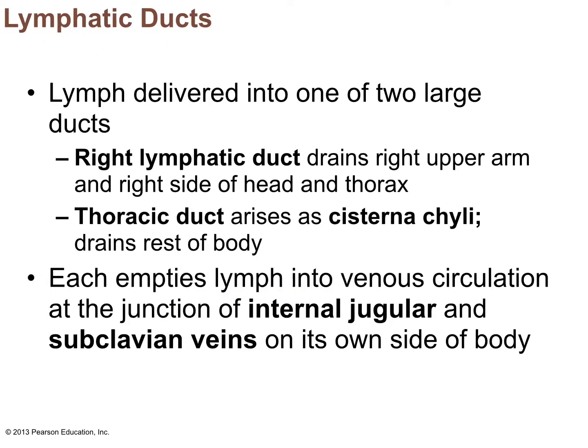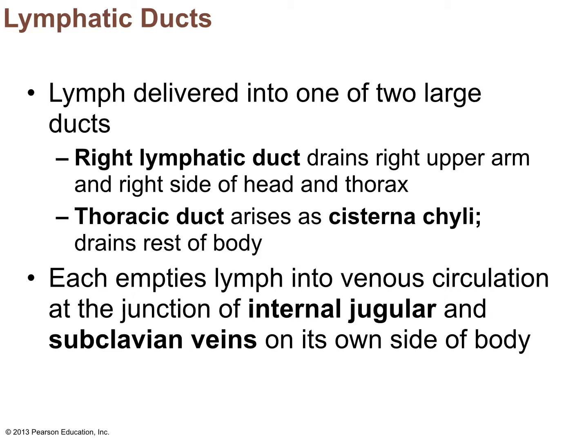So this slide just talks about what I said. The right side drains the upper side of the right arm, head, neck, and thorax, and that goes into the right lymphatic duct, into the bloodstream. The thoracic duct arises from the cisterna chyli that drains the entire lower extremity, and then drains the remainder of that left side as well, and goes back into the bloodstream. And again, the juncture points are going to be the internal jugular veins and subclavian veins.